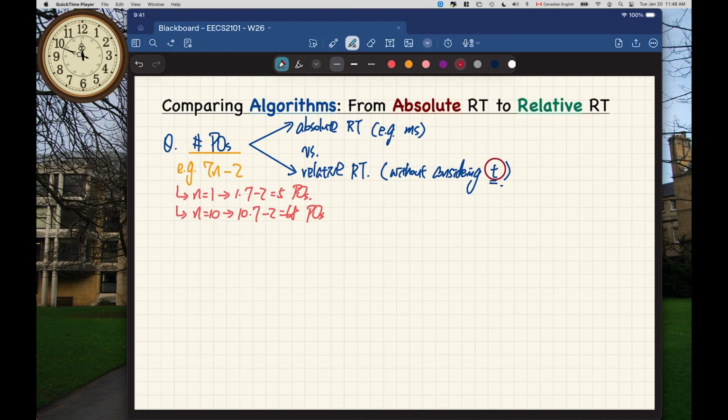So we have a t here. Let's understand exactly what t really means. So t represents the exact, or absolute, time that will be taken to execute a primitive operation. So whenever you see me writing PO, that means primitive operation, for this course.